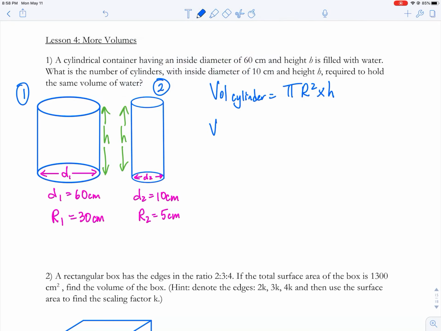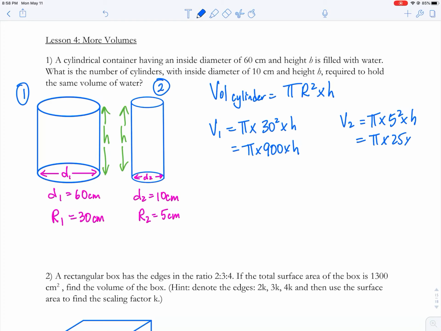So volume 1 is going to be pi times R1. R1 was 30, so 30 squared times h. So that's going to be pi times 900 times h. Volume 2 is going to be pi times 5 squared times h. So that's going to be pi times 25 times h.